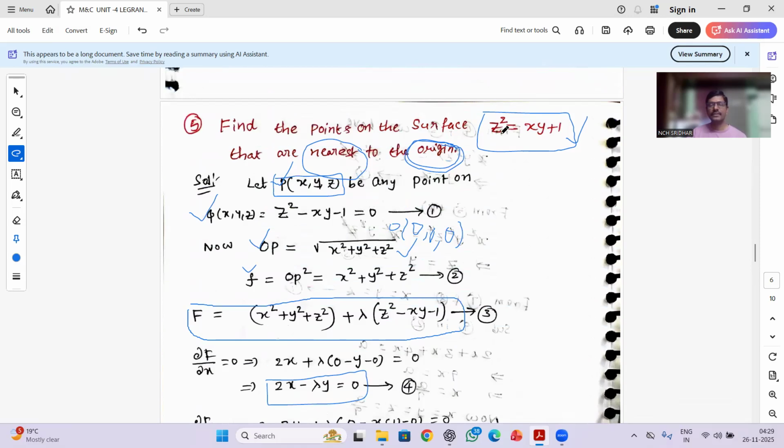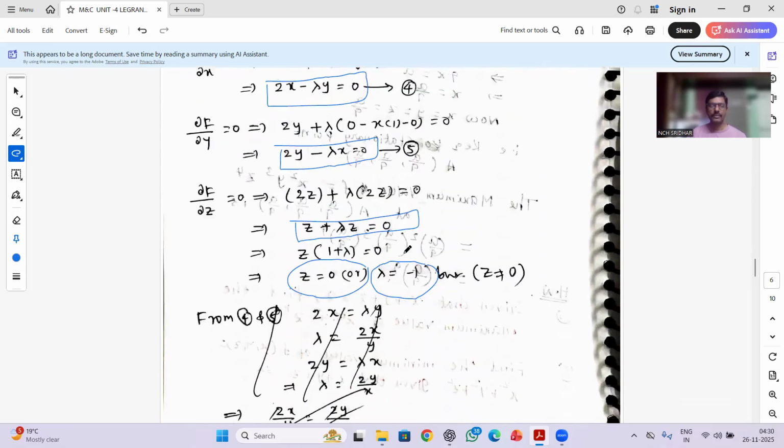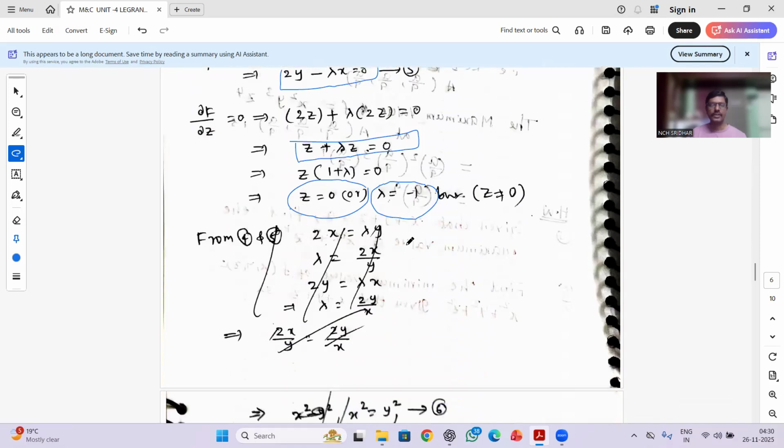It is not a surface, then it turns to be a two-dimensional space. xy plus 1 is equals to 0, xy is equals to minus 1. So we can't take z is equals to 0. It changes to two-dimensional space. So z not equals to 0.